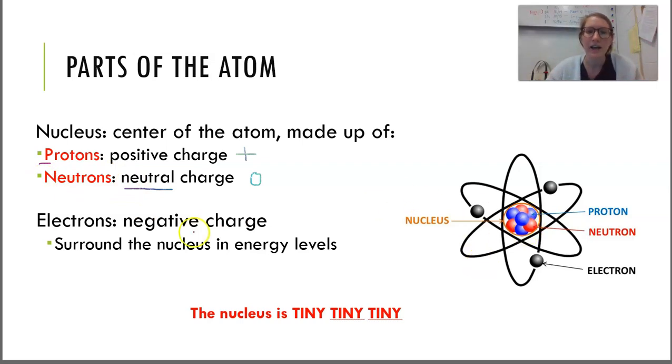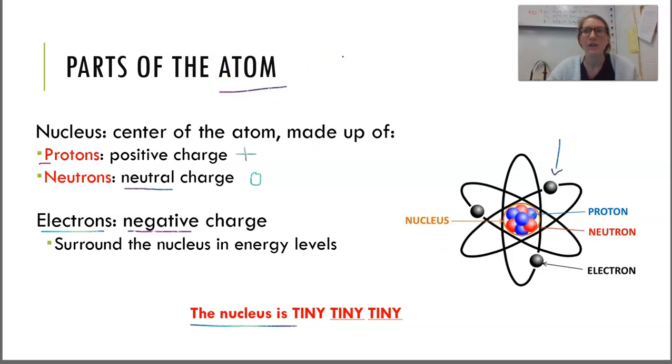So that's the nucleus. And then around the nucleus are these teeny tiny little units called electrons, and they orbit them. So very similar to how planets orbit the sun. The sun would be the nucleus and the planets would be the electrons. These are negatively charged. Electrons have a negative charge. They surround the nucleus in energy levels. The nucleus is super tiny. It is so small, and atoms are actually primarily empty space.